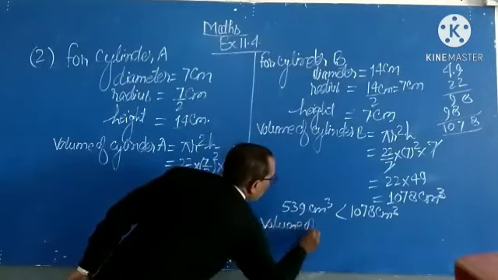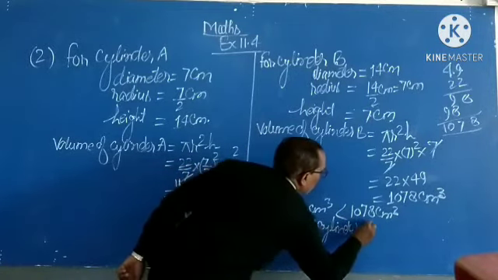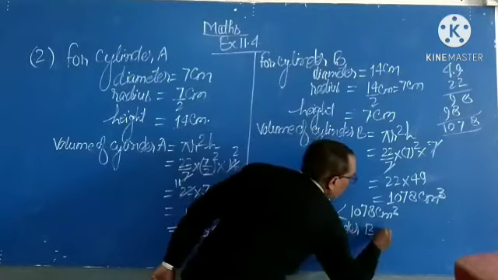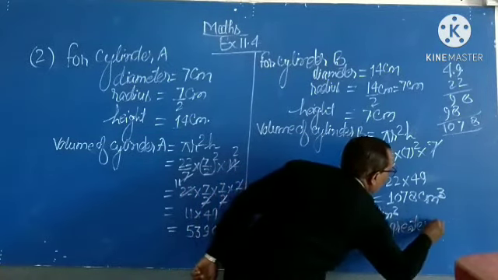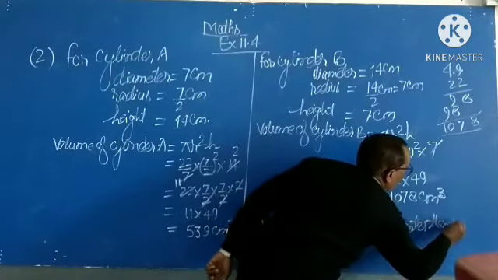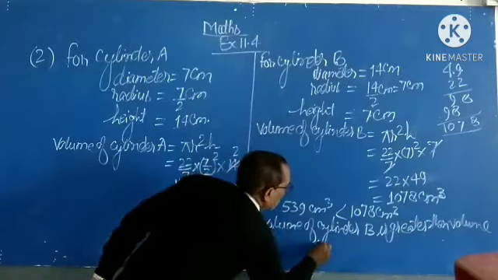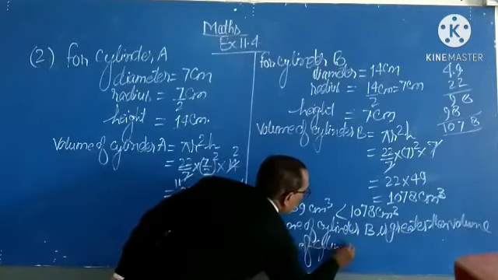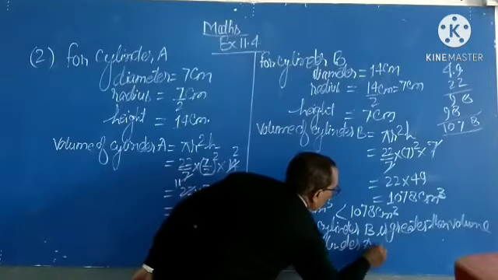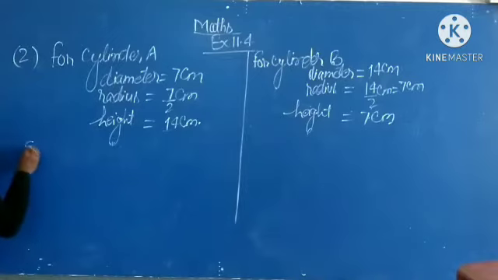This means volume of cylinder B is greater than volume of cylinder A. Then you find out surface area of cylinder A.